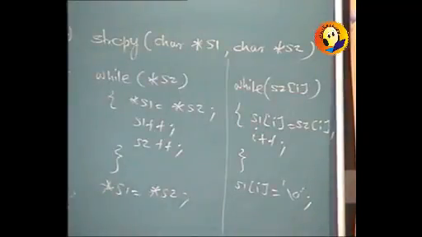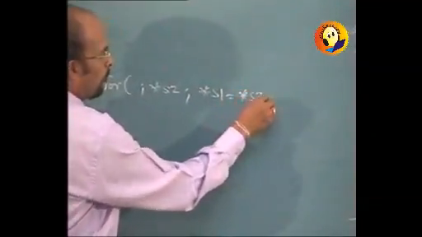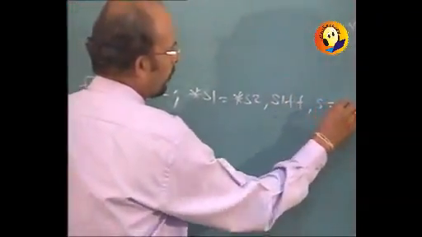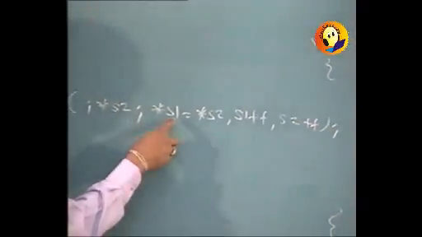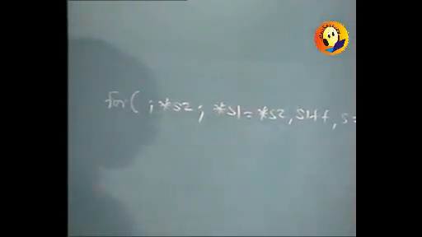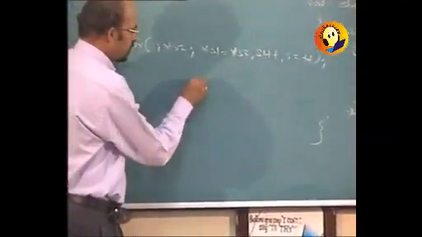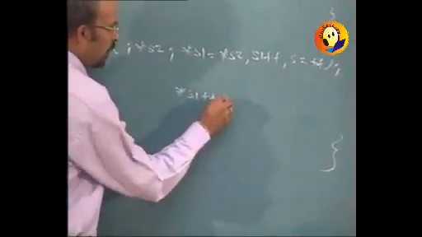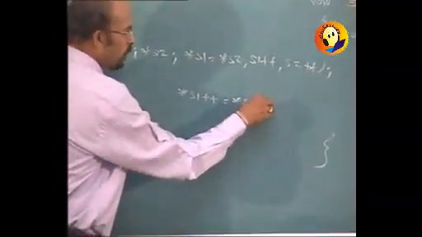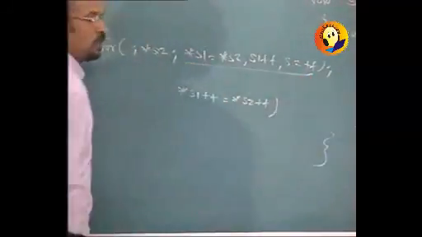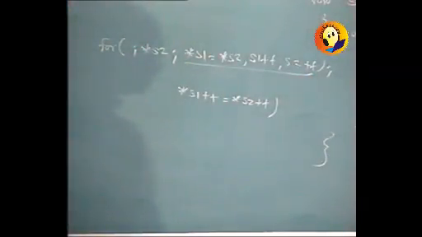Using a for loop, of course, it will be very easy. The common question is what will happen if I put plus plus along with this one. That means if I write it as *S1++ = *S2++, instead of this, will it work? If yes, how? If no, why?